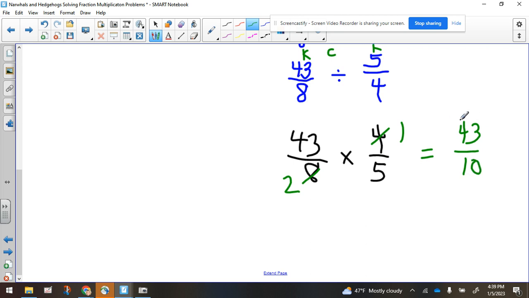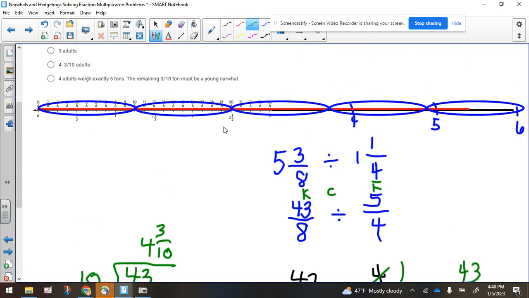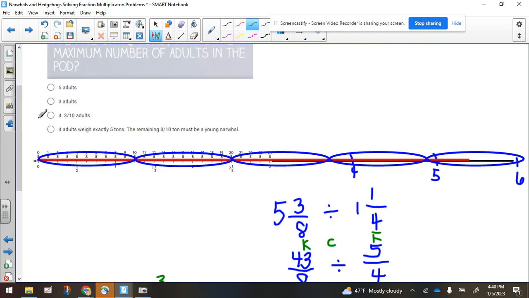Now we have to take the numerator, which is 43, and divide it by the denominator, which is 10. And it's going to go in 4 times. Put this on your piece of paper, people. Subtract, and we have 3 left over. So it's going to be 4 and 3/10 would be our quotient. However, why are we not picking this as a choice? Because if you pick that, you're going to get the wrong answer.